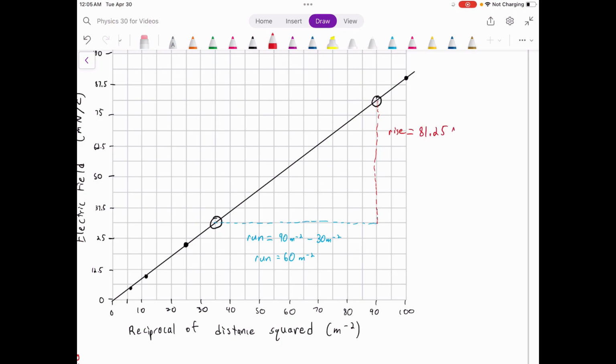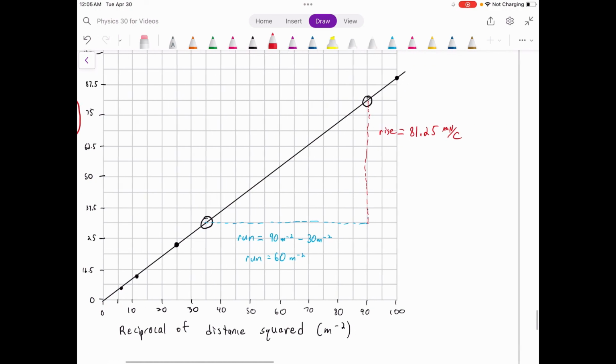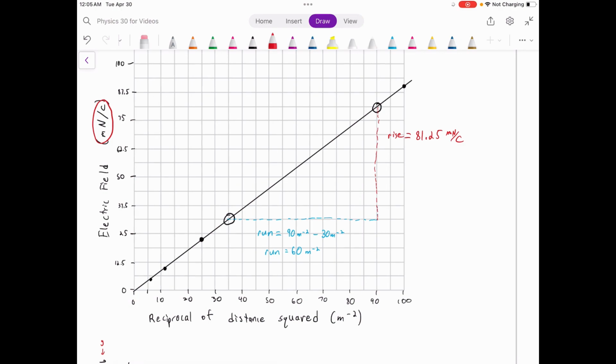All right, so anyway, my rise here would be 81.25 millinewtons per coulomb. So I got to be careful there, right? Don't want to get myself in trouble. These are millinewtons per coulomb. So I'll need to make sure I convert those to newtons per coulomb before all is said and done, and I'm actually doing the math, okay? Minus 31.25 millinewtons per coulomb.